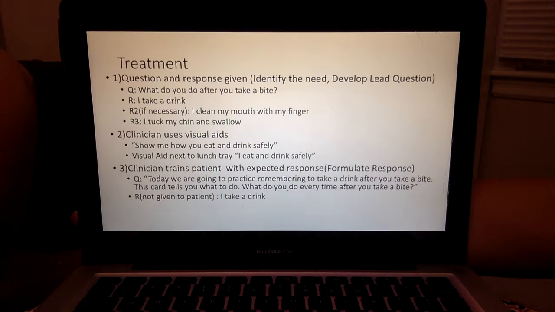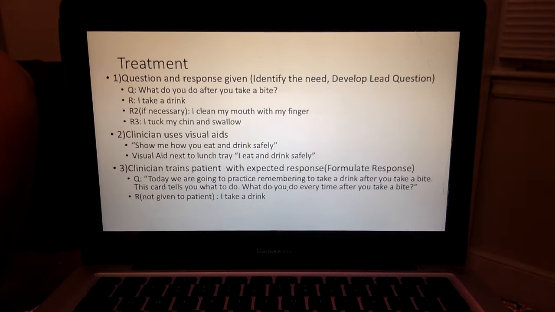So first, to identify the need, we have to give a question and a response to the client. An example would be, you'd ask the client, what do you do after you take a bite? If the client doesn't respond immediately, the clinician would say, I take a drink. They might also list some other responses, such as I clean my mouth with my finger, or I tuck my chin and swallow, if they're trying to teach multiple responses to the patient.